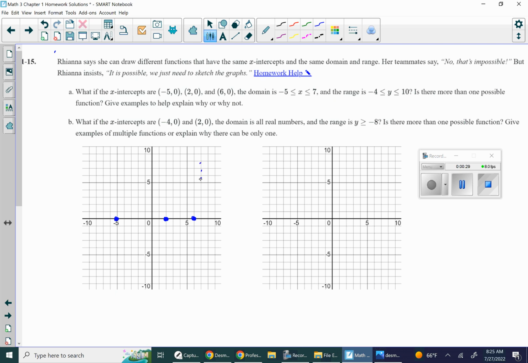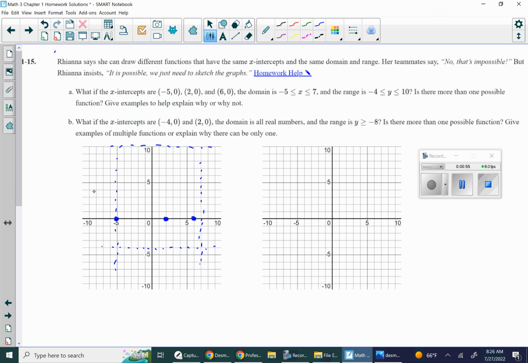So our domain is going to be from 7 on the right side and -5 on the left, including, okay, and the range will be -4 to 10. So the lowest point will be -4 down here. So it's got to fit within this box, and 10 up here. So is it possible to have multiple functions that fit within this box and have the x-intercepts shown?